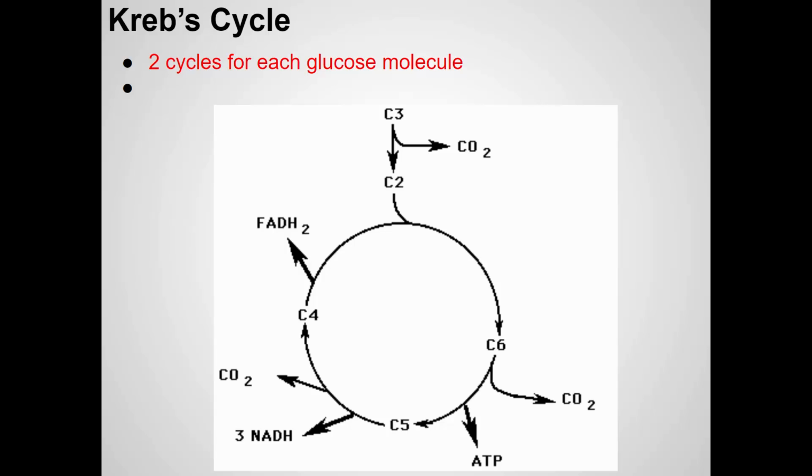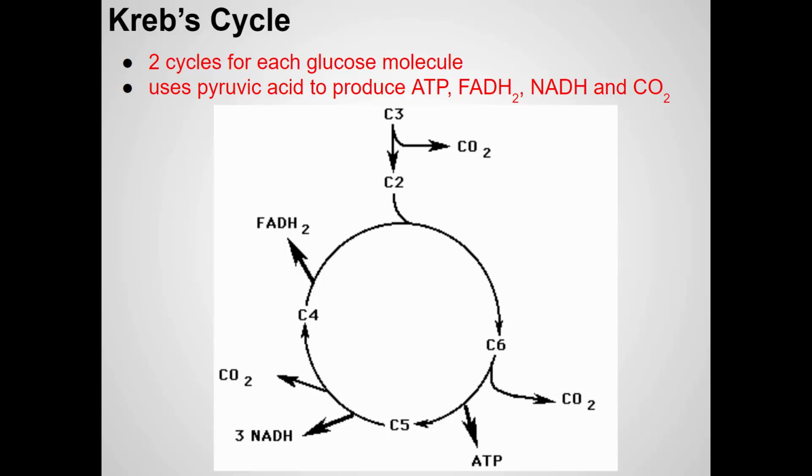It gets transformed into a 2-carbon molecule, which gets combined with a 4-carbon molecule in the cycle, which forms a 6 and a 5 and a 4, and this process repeats over and over again. Along the way, we release some carbon dioxide. That carbon dioxide is just a waste gas. But we're getting out of it some ATP, but also some of these energy-carrying molecules, NADH and FADH2. So that pyruvic acid produces ATP, FADH2, NADH, and CO2.